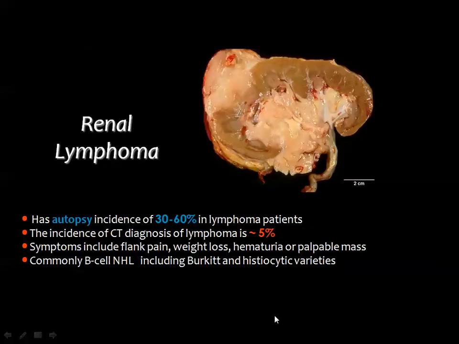And the incidence of lymphoma at autopsy is very high, ranging between 30 to 60% in lymphoma patients. The incidence of CT diagnosis of lymphoma is about 5%. The symptoms are flank pain, weight loss, sometimes hematuria, and palpable mass. The most common type of renal lymphoma is the B-cell non-Hodgkin type.